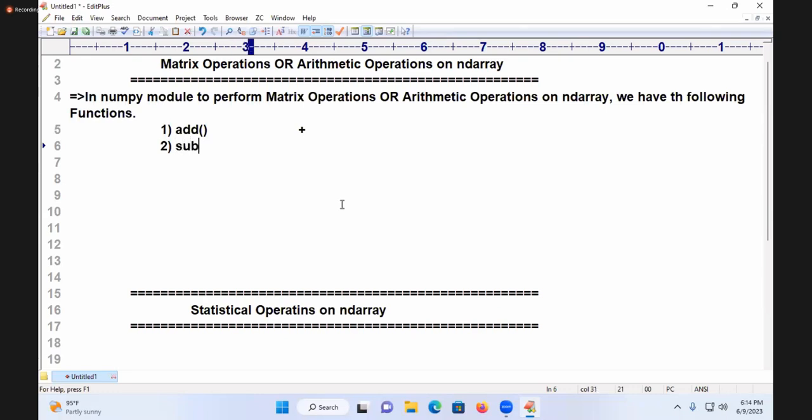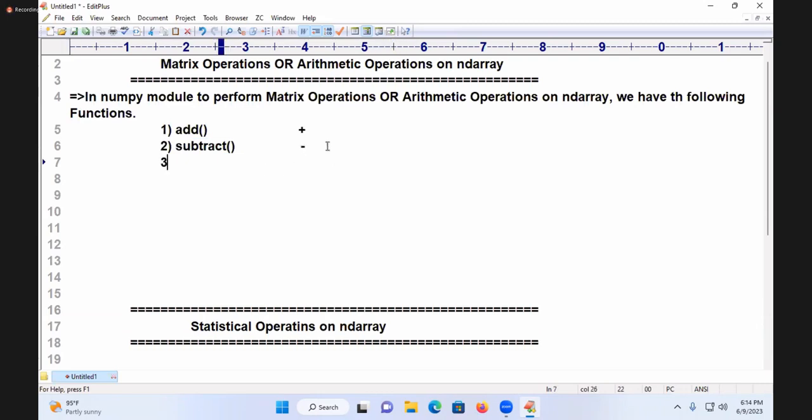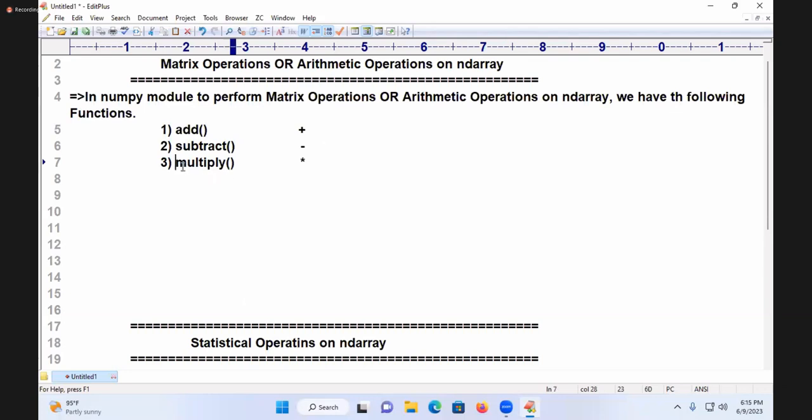Next is subtract, not sub actually, subtract. What is the symbol for it? Minus. These are the arithmetic operations: plus and then minus. Third one is multiply. The symbol is star, and this will give you element-wise multiplication. But we want actual matrix multiplication.